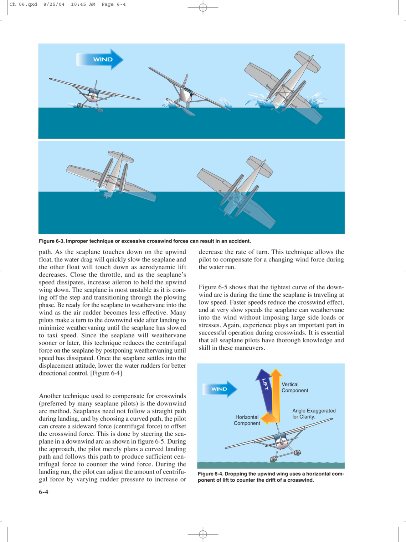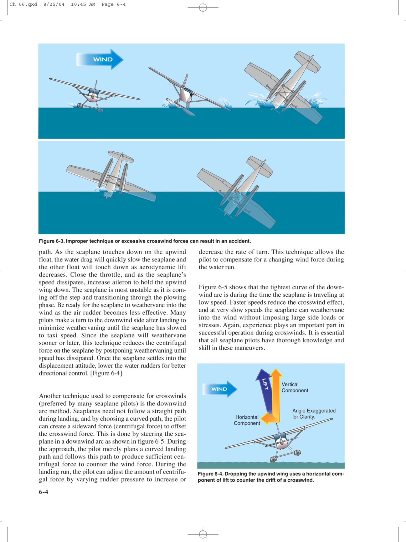The seaplane is most unstable as it is coming off the step and transitioning through the plowing phase. Be ready for the seaplane to weather vane into the wind as the air rudder becomes less effective. Many pilots make a turn to the downwind side after landing to minimize weather vaning until the seaplane has slowed to taxi speed. Since the seaplane will weather vane sooner or later, this technique reduces the centrifugal force on the seaplane by postponing weather vaning until speed has dissipated. Once the seaplane settles into the displacement attitude, lower the water rudders for better directional control.